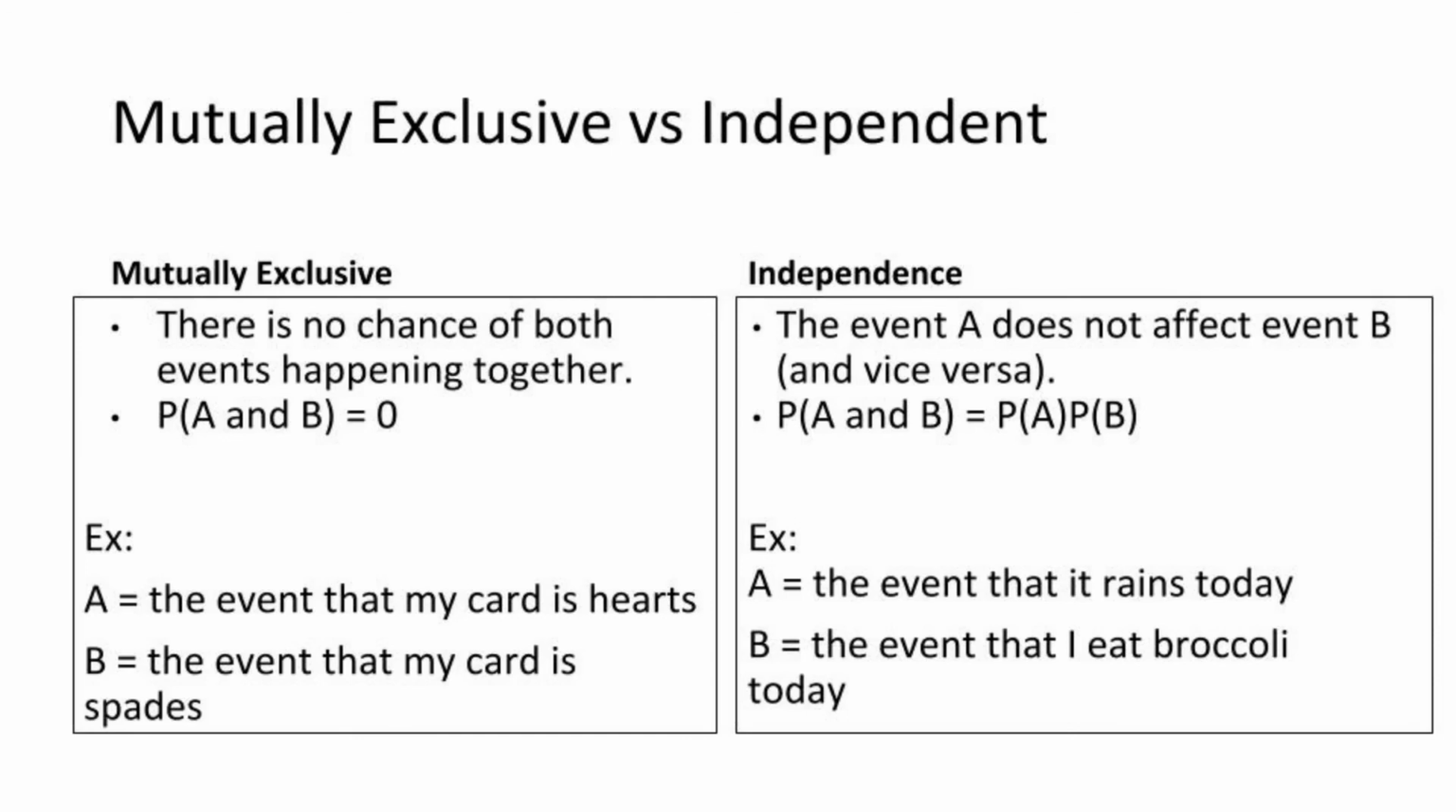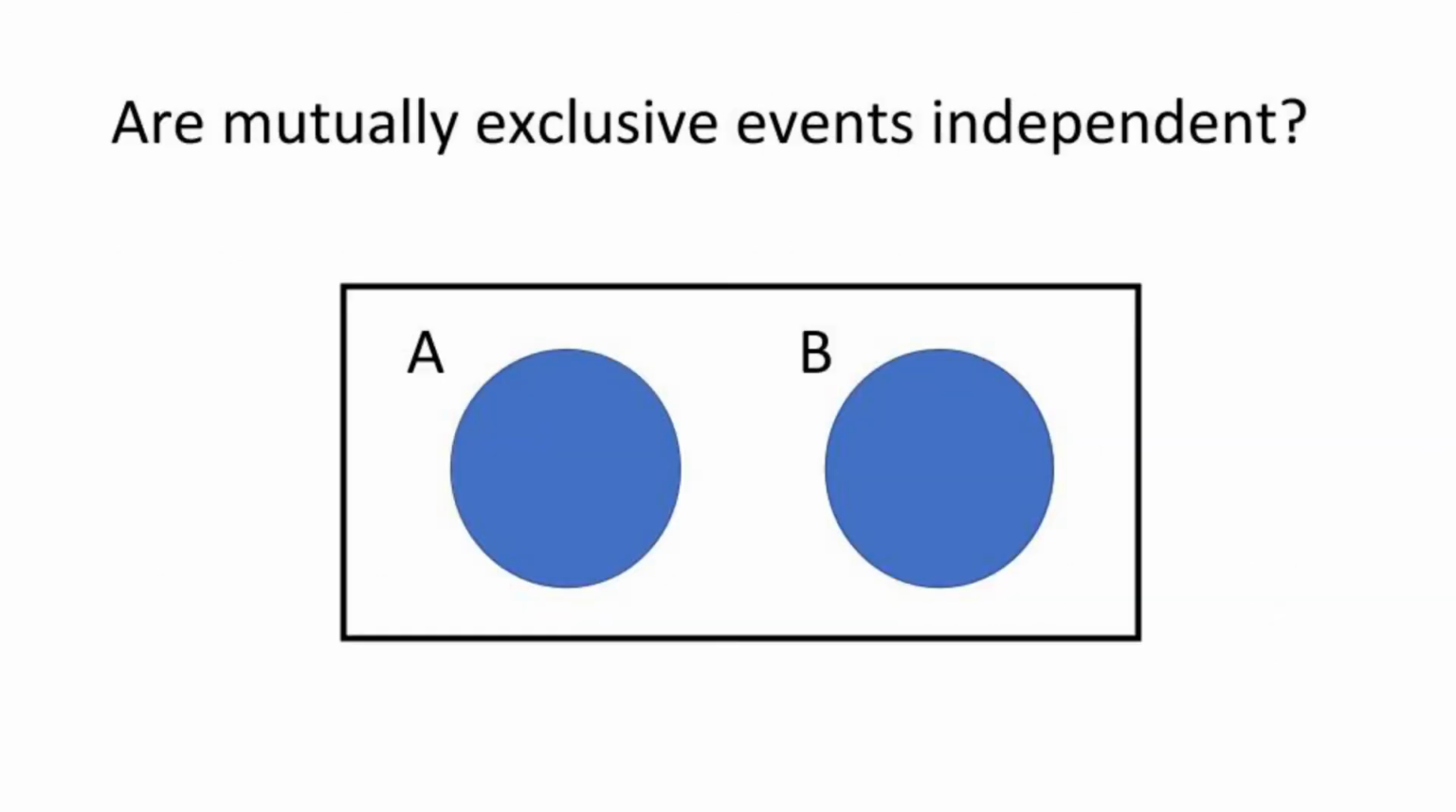Independence is when A and B don't affect each other. Thus, the probability of A and B is the probability of A times the probability of B. Again, if A is the event that it rains today and B is the event that I eat broccoli today, those 2 outcomes don't depend on each other. It's not to say that they can't happen together. Here's a question. Are mutually exclusive events independent? Go ahead and pause the video to give this a thought before proceeding.